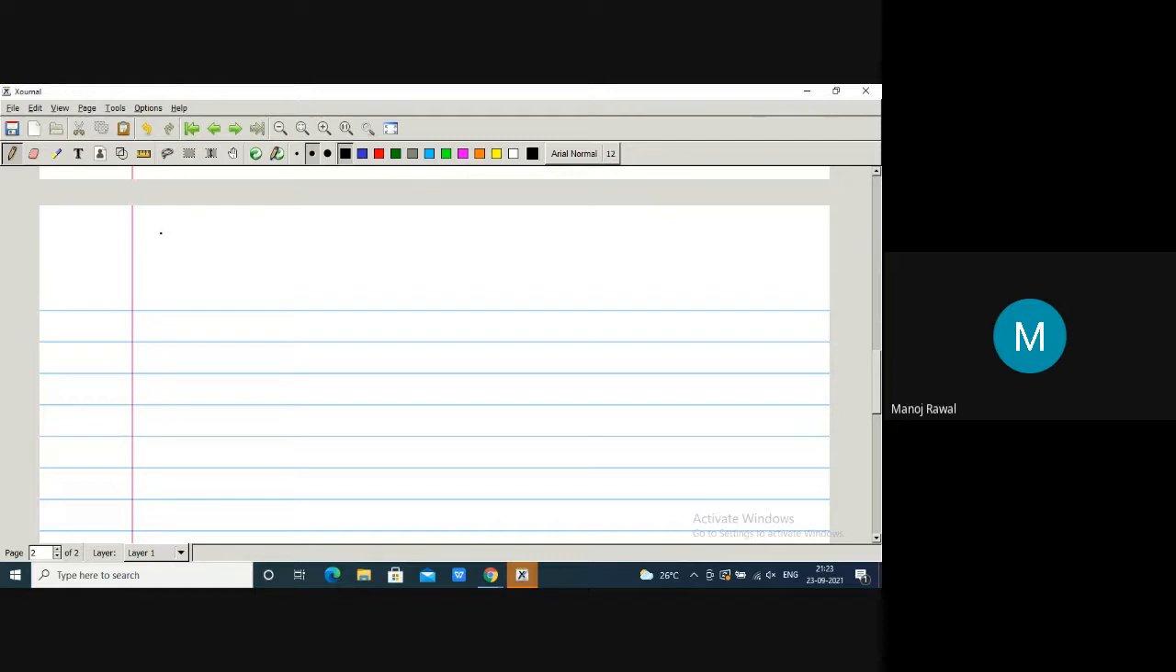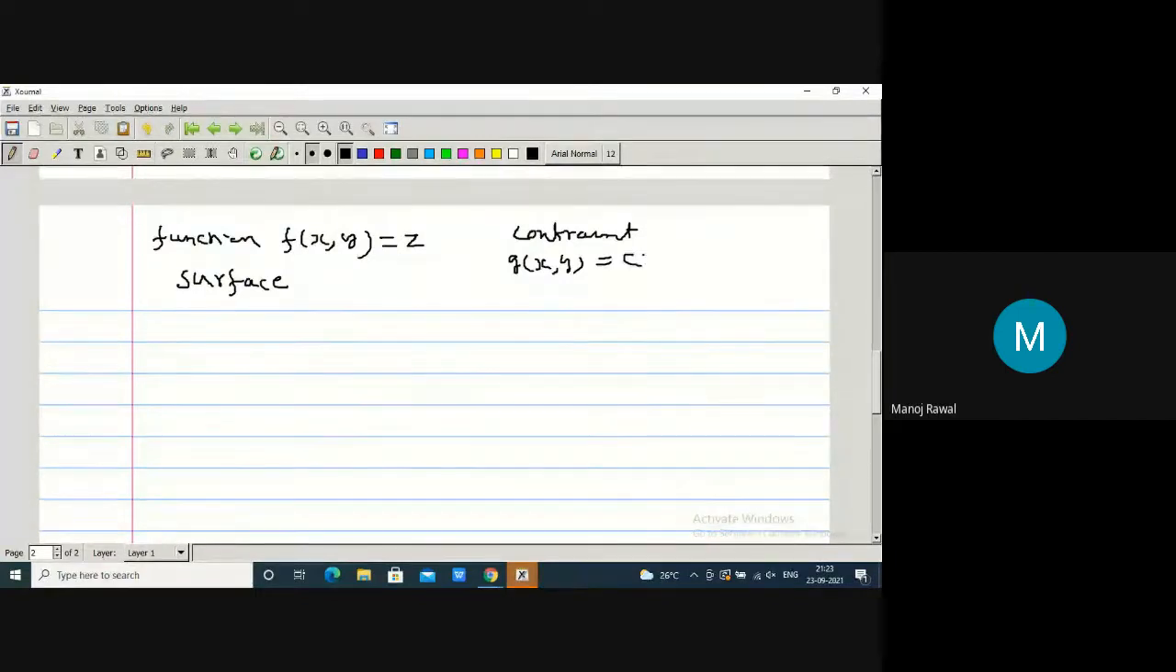So we are given a surface which is going to be our function f of x, y is equal to z. So this is a surface, right? And also some constraint is given. The constraint will be given as g of x, y is equal to c. We are discussing one constraint right now. And what is this? This is a level curve.